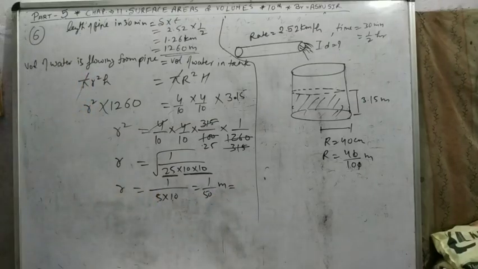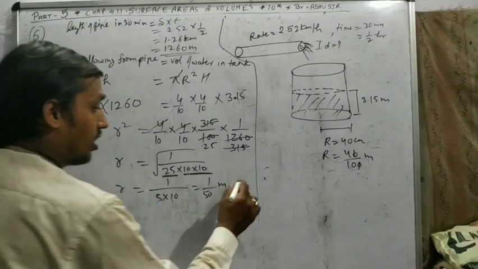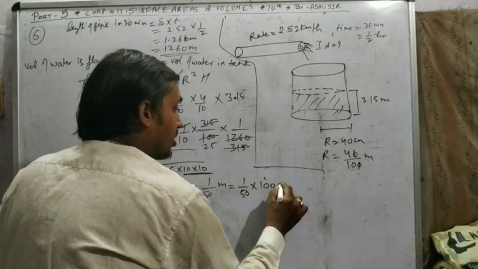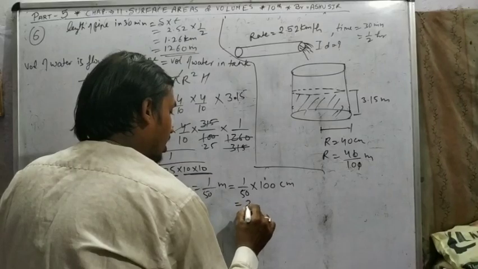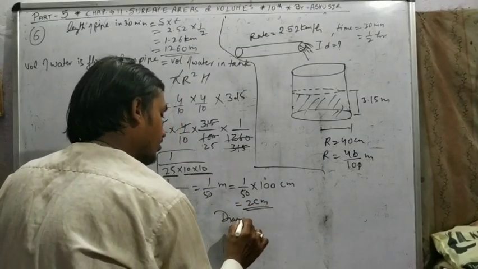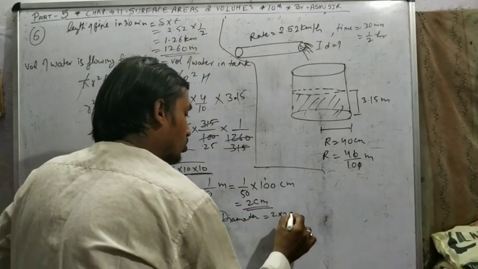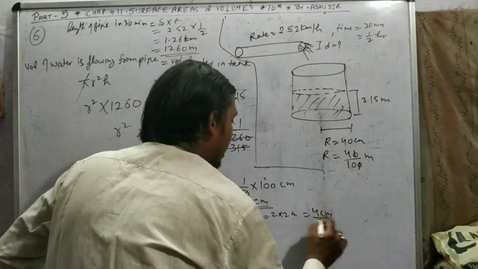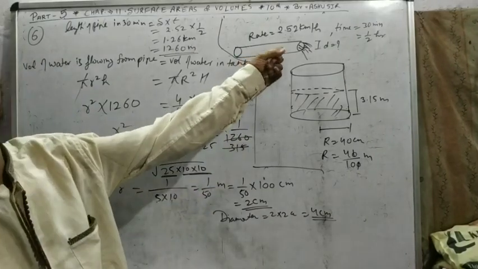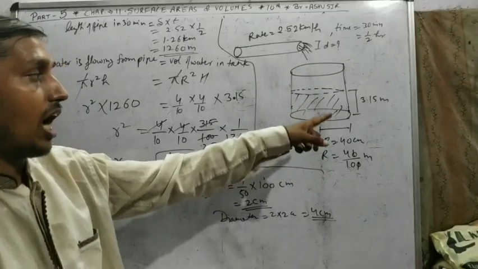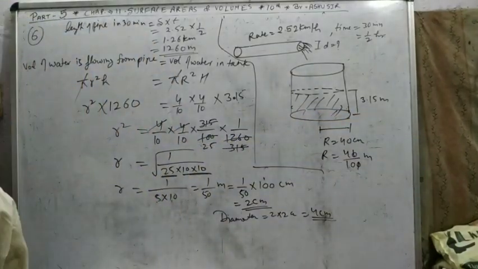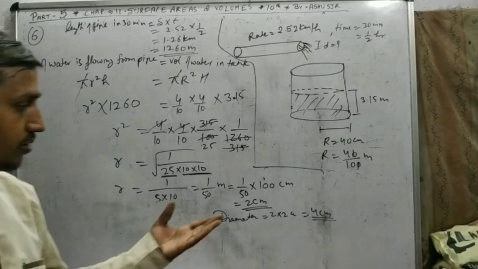1 by 50 meter. So we can say 1 upon 50 into 100 centimeter. So you can say 2 centimeter radius. So the diameter is 2 into 2, which means 4 centimeter is the diameter of the pipe you have taken here to fill the tank in 30 minutes at the height of 3.15 meter water level. I hope you understand. Pause, and note it down.